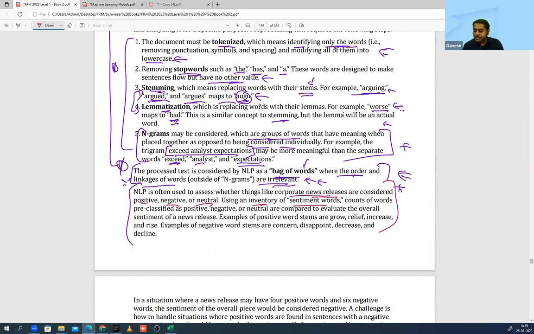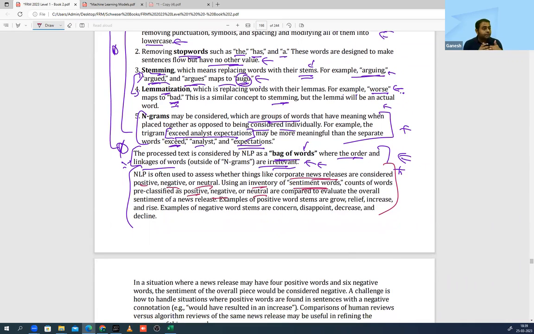Using an inventory of sentiment words. Sentiment word means we can easily predefine and classify it, कि good positive word है, negative word है, or neutral word है. Now, why do we need this? Because when you have, suppose, a press release of a company, you will find how many good or positive words there are, how many negative words, and you can decide what is the tone of that entire news.